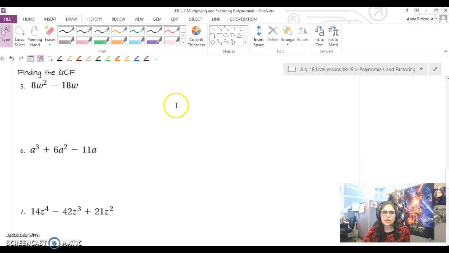All right, GCF. GCF stands for greatest common factor. So what you're trying to do is find the biggest thing that you can divide everything by evenly.